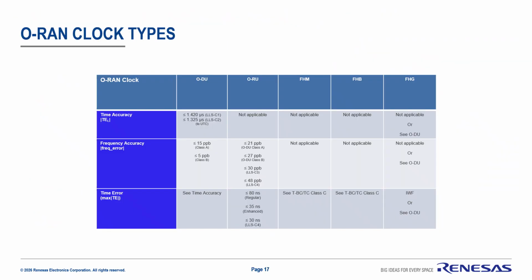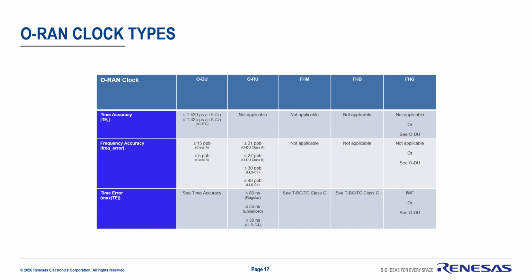Now that we talked about some of the configurations, let's look at some of the key equipments that make up the front haul network. We already talked about the ODU and ORU. So the ODU, when it's providing the clock into the front haul network for configuration 1 and 2, because it's providing the clock into the network, it must meet certain time accuracies as the primary clock into the front haul network, which are shown here at 1.4 and 1.3 microseconds. In addition to a time accuracy, the ODU is also responsible for providing a frequency accuracy onto the front haul network of 15 ppb for a Class A ODU or 5 ppb for a Class B.